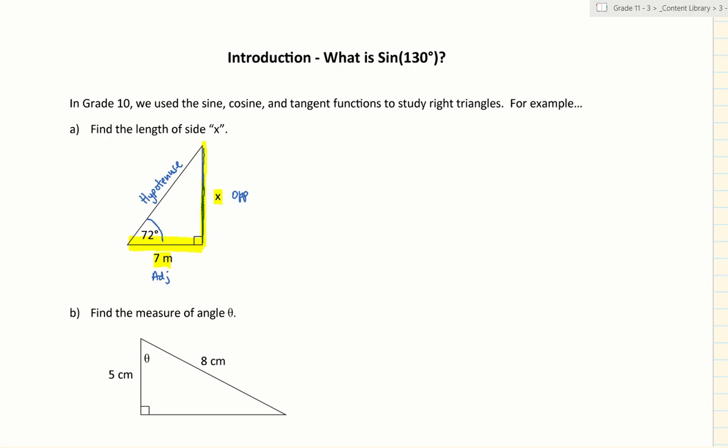So you guys remember last year, maybe you went, sine is opposite over hypotenuse. Cos is adjacent over hypotenuse. Tan is opposite over adjacent.